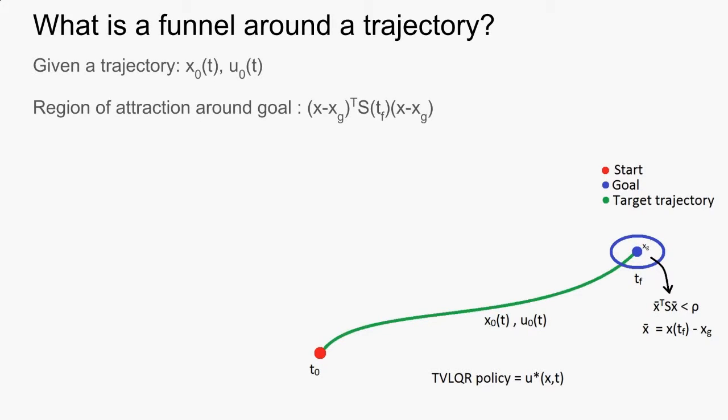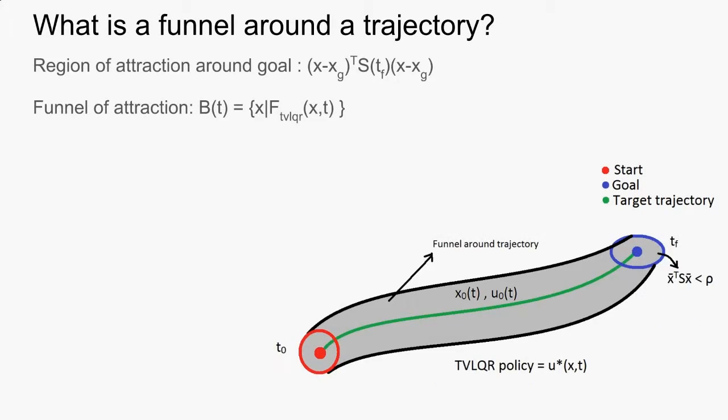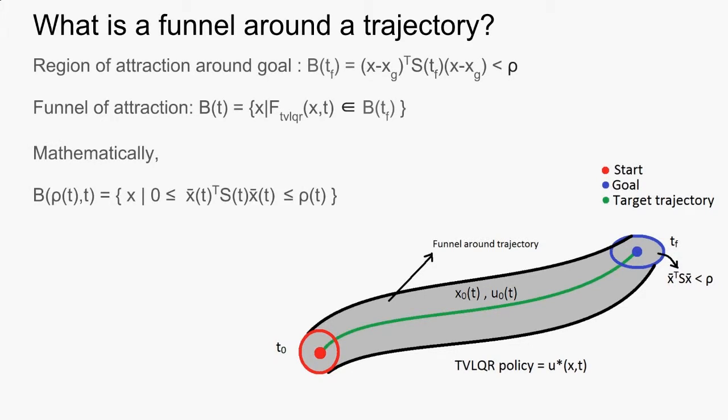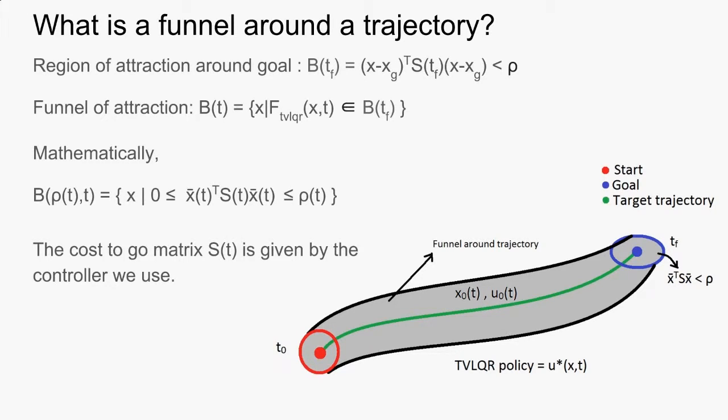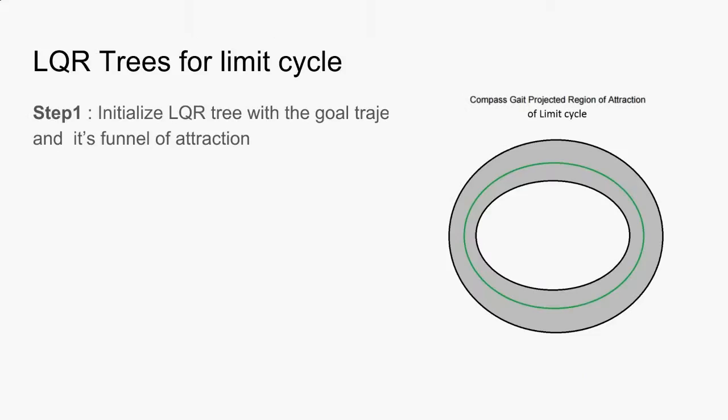Under the TVLQR policy, the set of all points around the trajectory which end up inside this blue ellipsoid is called the funnel around the trajectory. For a TVLQR, the funnel is captured by this equation. The main thing to note here is that the funnel around the trajectory is a property of a controller. So for a better control design, we are going to have a bigger funnel.